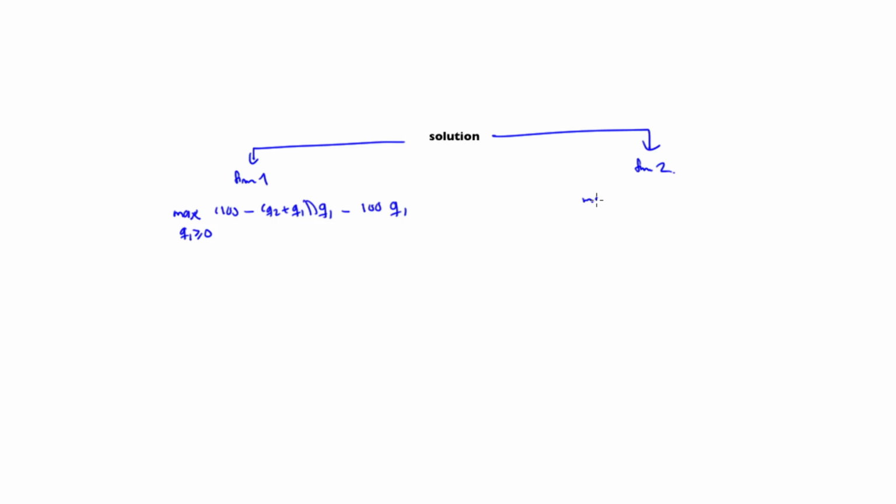The problem of firm 2 is to maximize over non-negative quantities the same aggregate inverse demand function, and the marginal cost of this firm is 200.